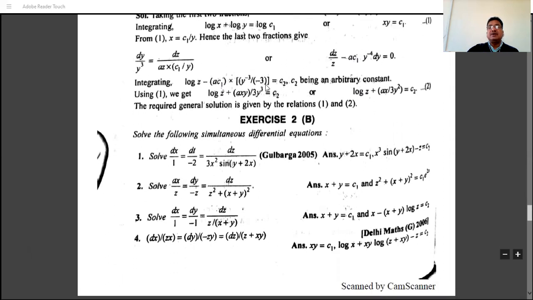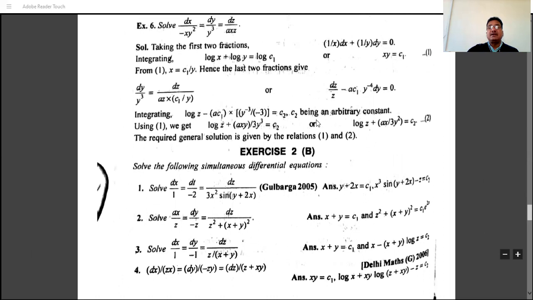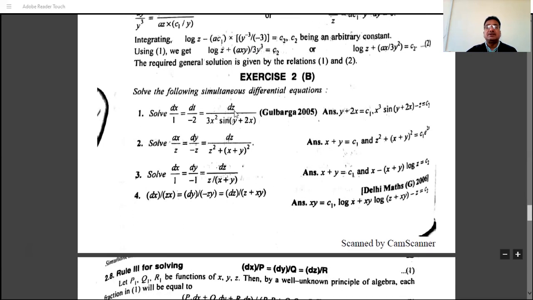After integration, resubstitute c1 as x into y. Yes, this c1 as x into y. We have this answer, and 1 and 2 give the general solution of the given differential equation.